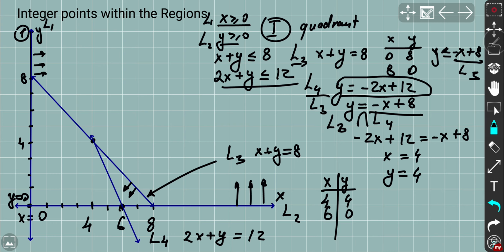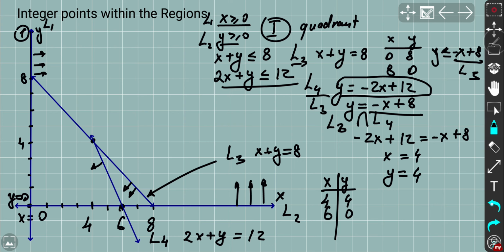Okay, so I've set up all the lines, and now I just want to highlight the region for line 4 and for the inequality 2x plus y less than or equal to 12. So I indicate that region here inside. Hence I've got a region that looks like a quadrilateral: 1, 2, 3, 4 sides.